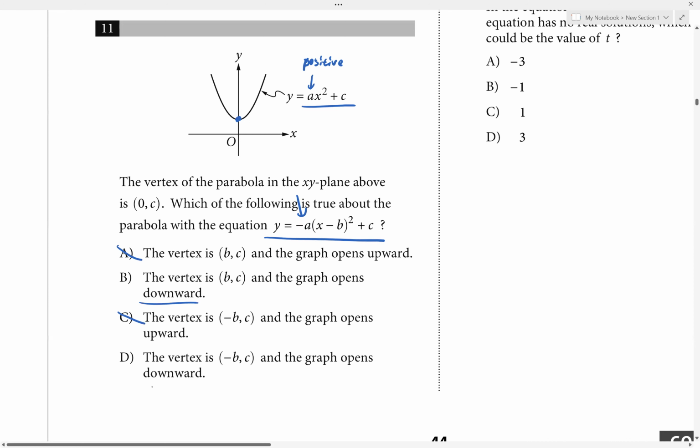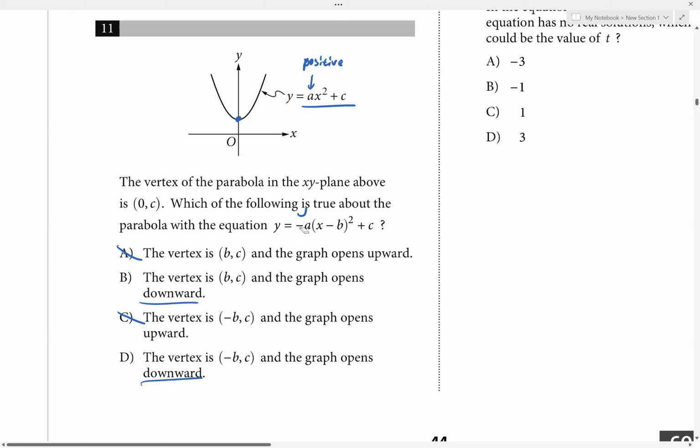So if you go through the answer choices, you can eliminate anything that says upward. The graph should open downward. And then between B and D, B says the vertex is (b, c), and D says the vertex is (negative b, c). Well, which one's correct?